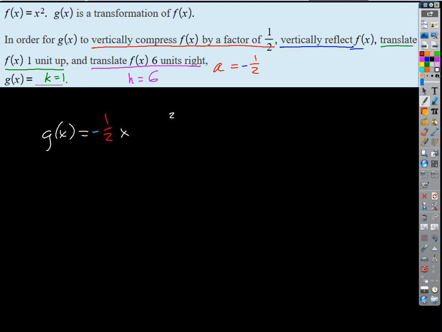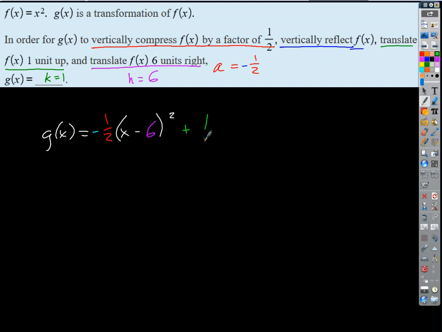Now, I'm going to subtract h, right? That's the number we subtract from x. So I'm going to have to subtract 6. But then now instead of just being plain old x squared, I'm replacing the x with an x minus 6. So what do I have to include? Parentheses. Got to include parentheses, right? So this is the inside of the function. Everything out here is on the outside of the function. And then the k goes where? Outside. Plus 1. Good. Okay. So a outside, k outside, h is inside.